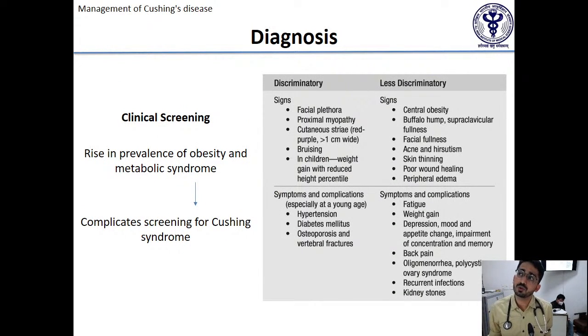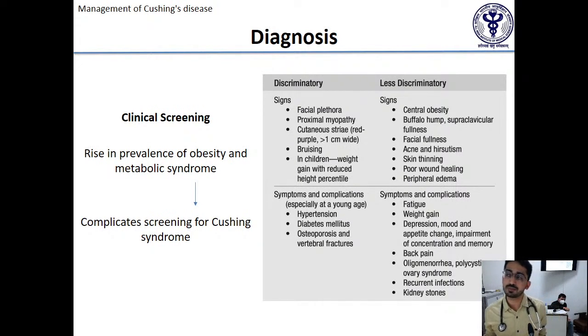So first we have to do clinical screening, and what has happened is that with the rise in prevalence of obesity and metabolic syndrome, the signs like hypertension, diabetes, obesity, they have led to a lot of confusion with possibility that we may end up evaluating these metabolic syndrome patients as Cushing's, and we may end up burning our finger. So the most important part of clinical screening is that we have to look at the discriminatory signs, which are defined as the signs which are very specific for Cushing disease or Cushing syndrome rather.